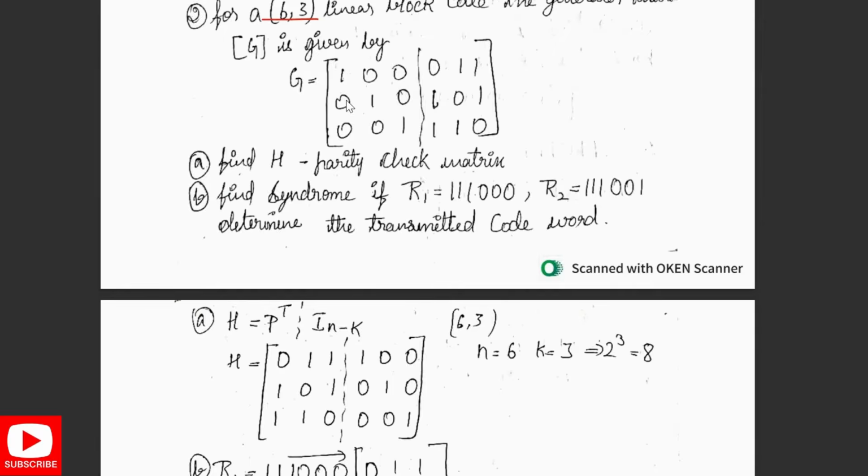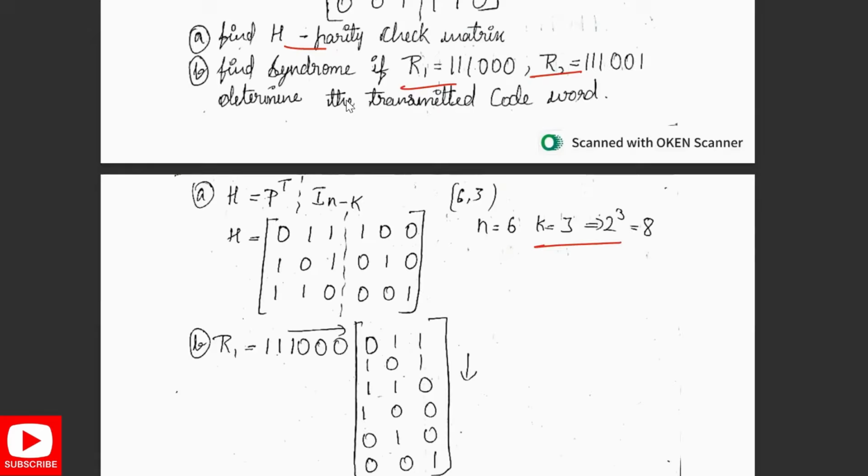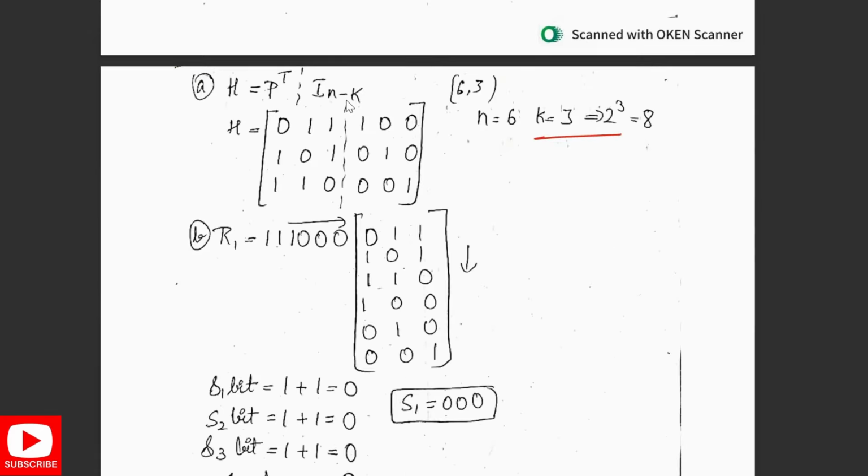So next, another question: 6, 3 is given as a linear block code. Now the generator matrix is given. You have to find the H parity matrix, and R1 and R2 are given. You have to determine the code word. So firstly, as I said, the parity matrix is given by P transpose into In minus K. P transpose. So we know G is equal to Ik into P. So this is our parity matrix. This gets transposed here, and In minus K. In minus K is 2 power 3, which is 8. So we need to find 8 code words.